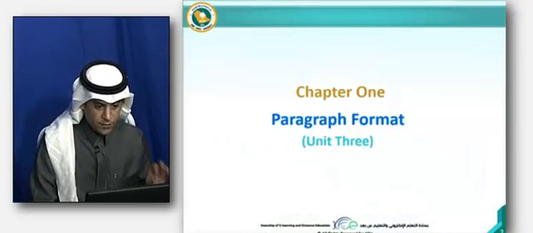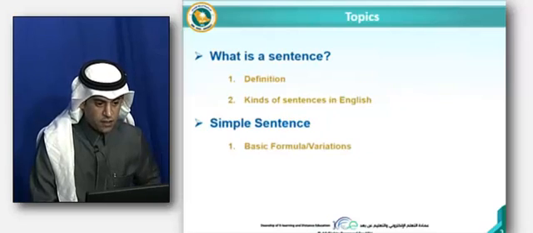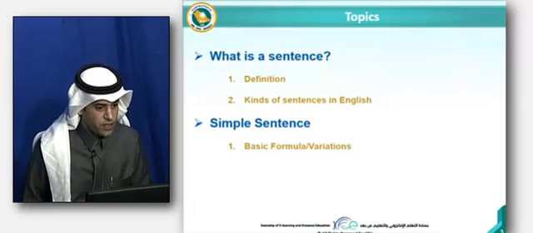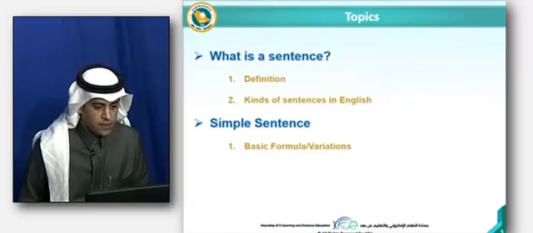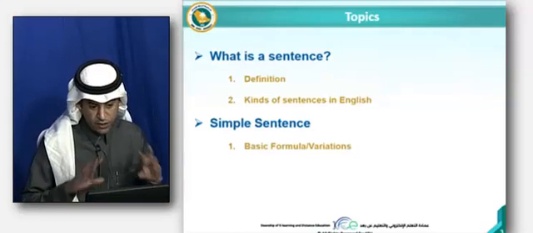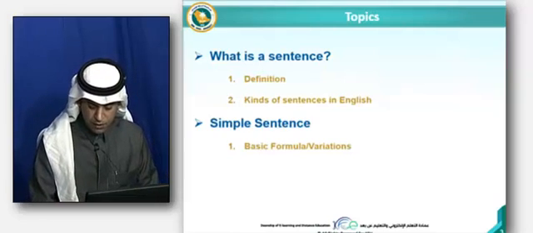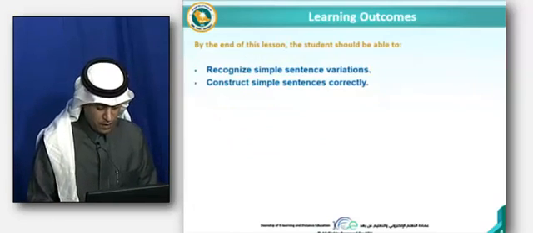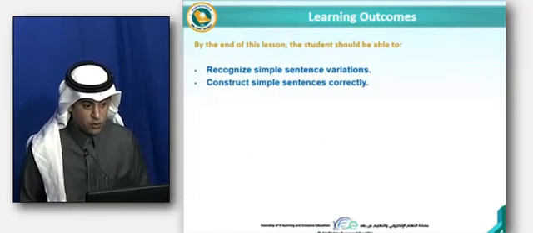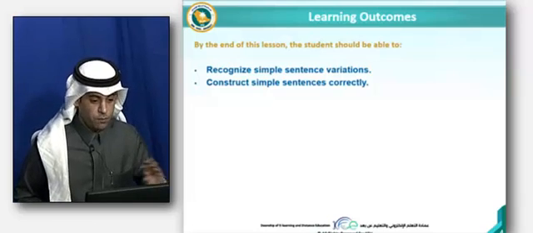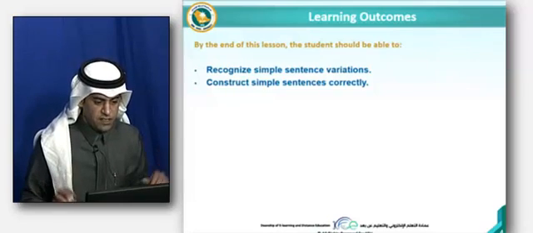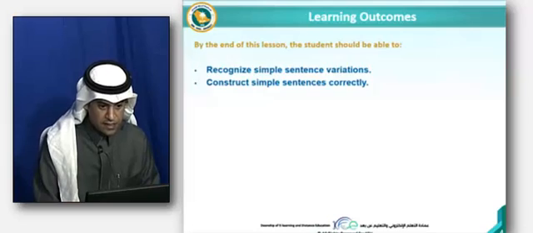Here is unit 3, the last lesson from chapter 1. In this chapter I will teach the topics that I would like to cover: what is a sentence, the definition and kinds of sentences in English. Then I'll move on to discuss the simple sentence, and I will focus on the basic formula of variations, the 4 possibilities of a simple sentence. So what are the learning outcomes of this lesson? By the end of this lesson, the students should be able to recognize simple sentence variations, the 4 possibilities that I'm going to explain, then to construct simple sentences correctly. Right, so let's get going.